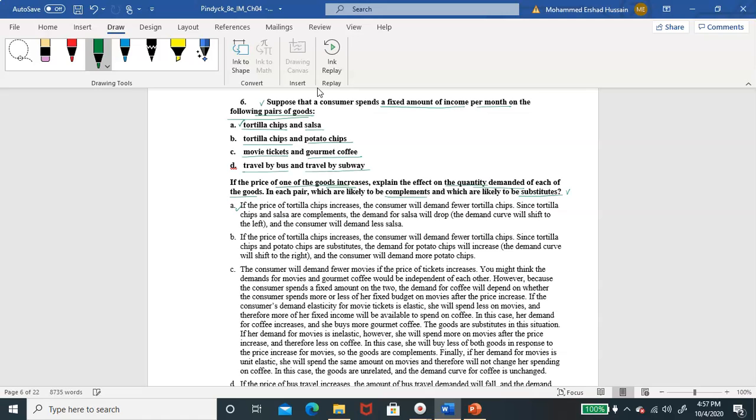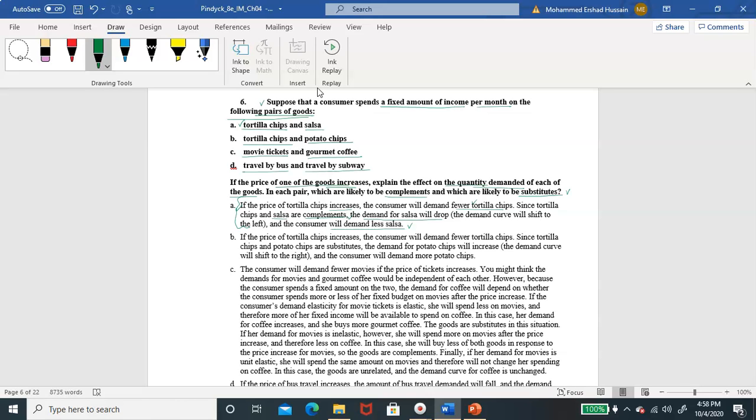Pair A, this one, tortilla chips and salsa. If the price of tortilla chips increases, the consumer will demand fewer tortilla chips. Since tortilla chips and salsa are complements, they are purchased together. Now, because he will buy fewer tortilla chips, his demand for salsa will also drop. See that? The demand curve will shift to the left and the consumer will demand less salsa, right? So these are like any other complements.